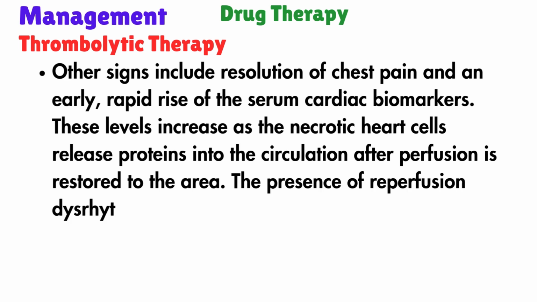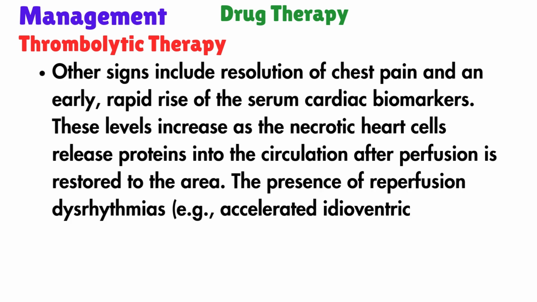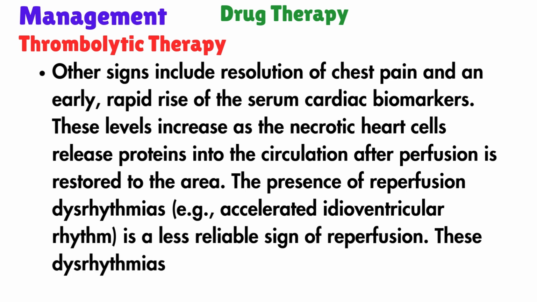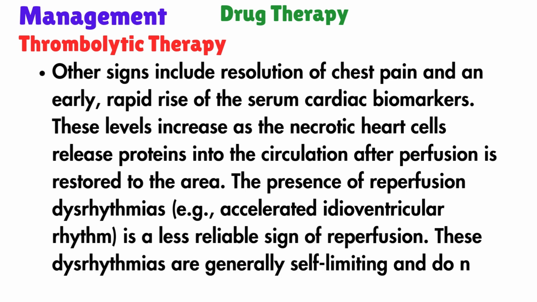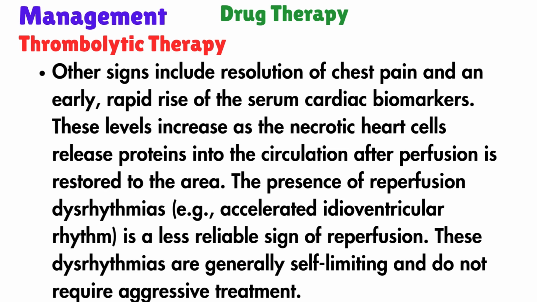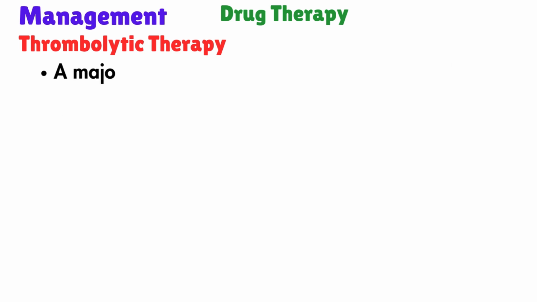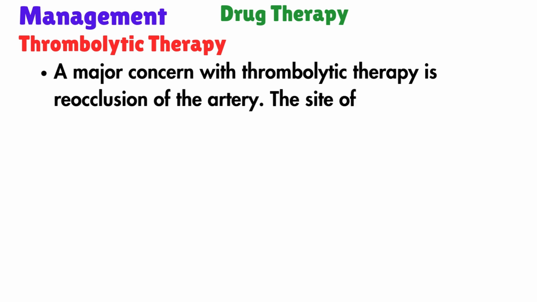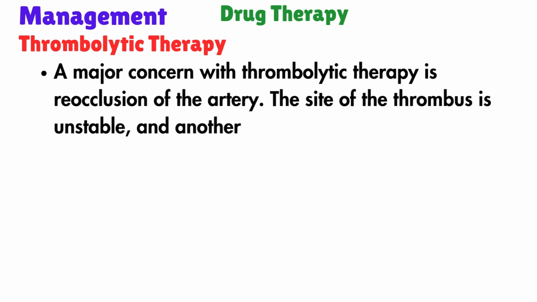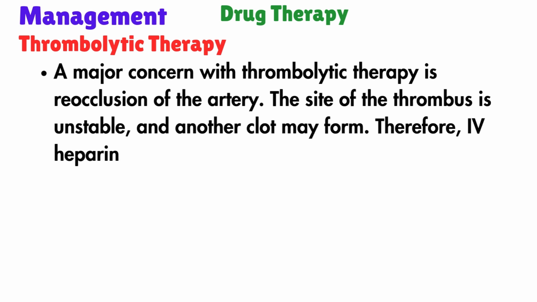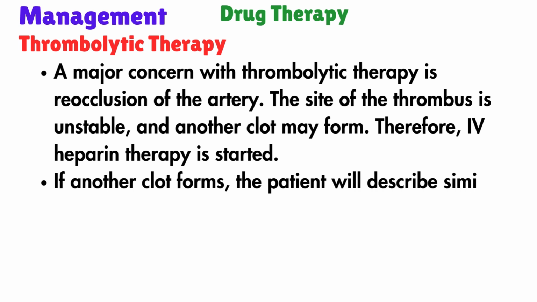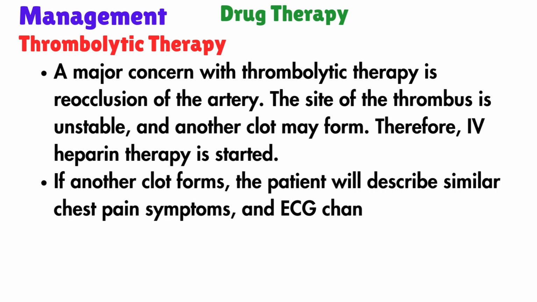The presence of reperfusion dysrhythmias, that is accelerated idioventricular rhythm, is a less reliable sign of reperfusion. These dysrhythmias are generally self-limiting and do not require aggressive treatment. A major concern with the thrombolytic therapy is reocclusion of the artery. The site of the thrombus is unstable and another clot may form. Therefore, IV heparin therapy is started. If another clot forms, the patient will describe similar chest pain symptoms and ECG changes will return.